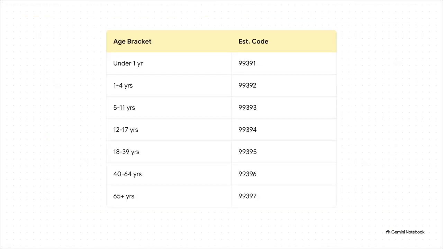Once you've got that new or established status figured out, your very next step is looking at the calendar. Why? Because these codes are strictly age stratified. Just looking at the established patient brackets here, the progression is super straightforward. An infant under 1 year is coded as 99391. Early childhood is 99392, and then it literally just steps up chronologically through late childhood, adolescence, young adults, middle adults at 99396, and finally adults 65 years and older land at 99397. This exact same chronological progression applies to the new patient codes too, they just start at 99381 instead.